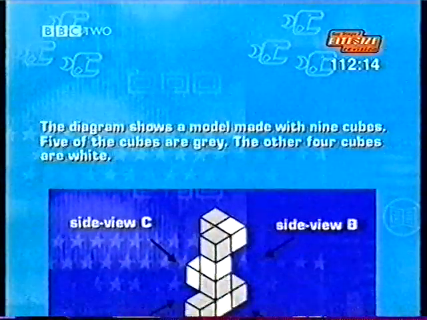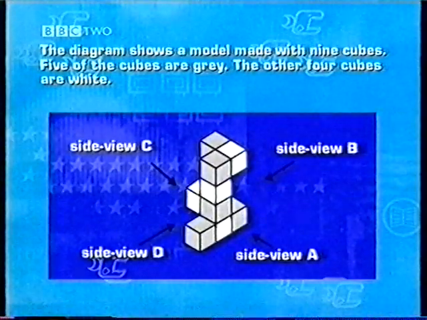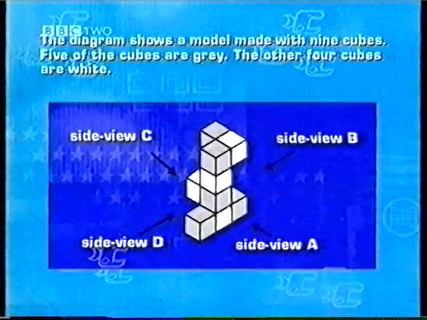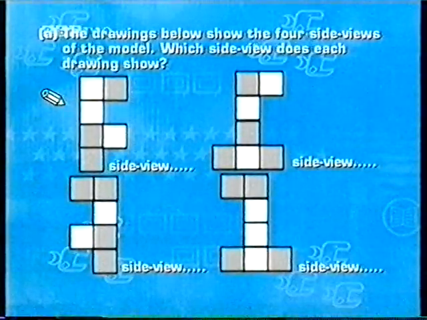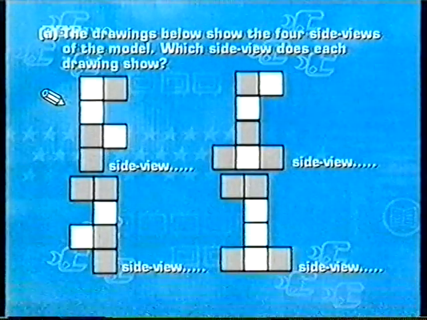The diagram shows a model made with 9 cubes. 5 of the cubes are grey. The other 4 cubes are white. Part A. The drawings below show the 4 side views of the model. Which side view does each drawing show?